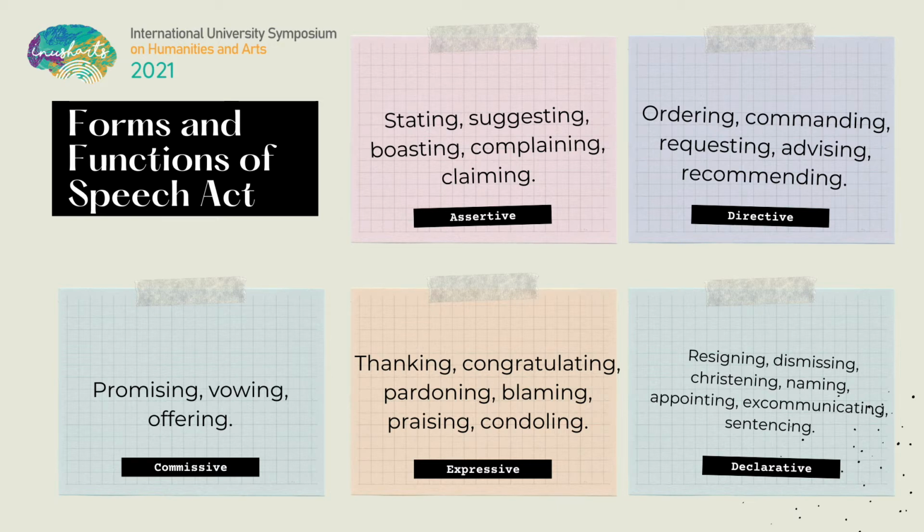The communicative functions for assertive form are stating, suggesting, boasting, complaining, and claiming. For directive form, there are ordering, commanding, requesting, advising, and recommending. For commissive form, there are promising, vowing, and offering. For expressive form, there are thanking, congratulating, pardoning, blaming, praising, and condoling. And lastly, for declarative form, there are resigning, dismissing, christening, naming, appointing, excommunicating, and lastly, there is sentencing.